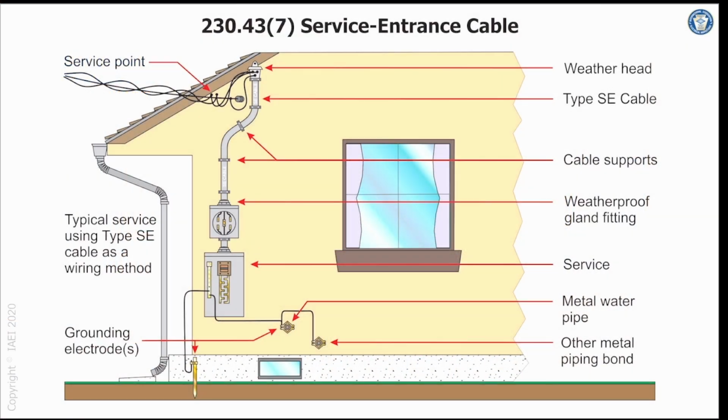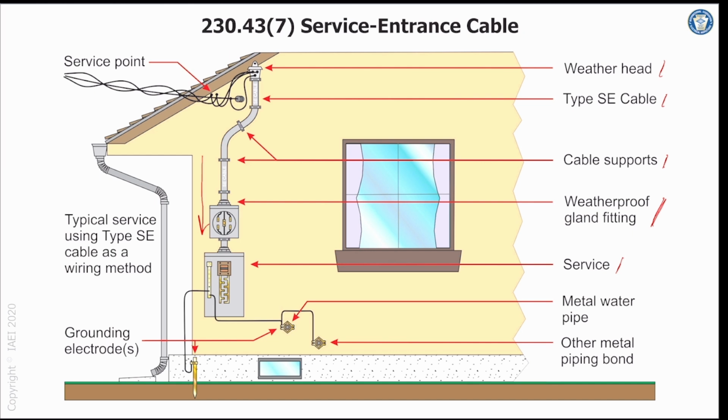Now, I like this diagram. This is 230.43(7), service entrance cables. What I like about this is it shows the weatherhead. You have the type SE cable. You have your cable supports down through this as we supply the meter. You've got a weatherproof gland fitting where we're going to enter that equipment, and then you have your service equipment.